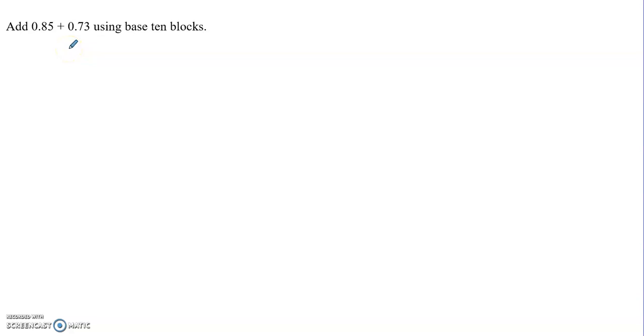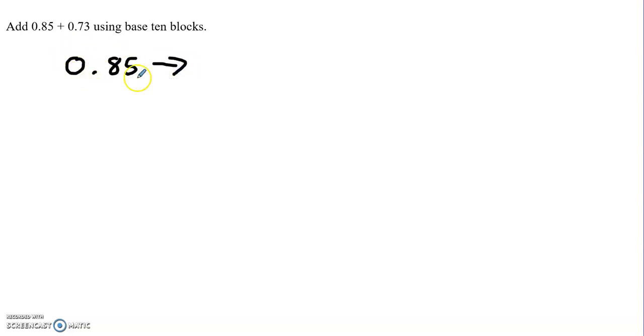This is a small number that we can work with using these base 10 blocks. This is just a conceptual thing. We will be working on other methods of adding and subtracting that are more beneficial when we have larger numbers. But when we have tiny numbers like this, we can use the base 10 blocks. For starters, we have to build the base 10 blocks. So if I have 85 hundredths, how do I build that?